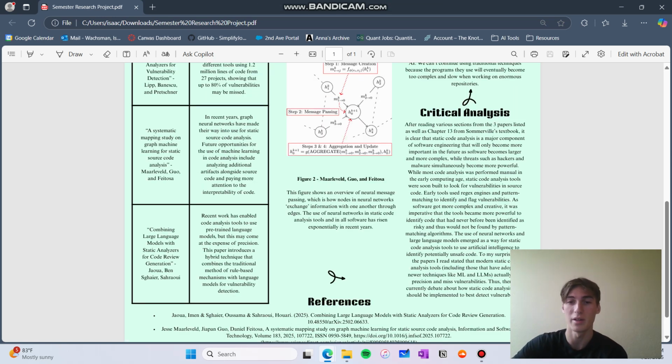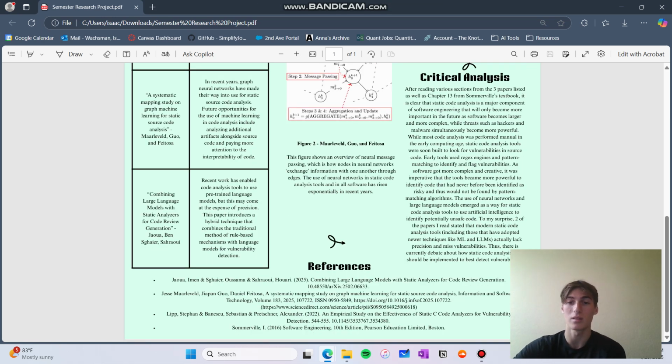From reading these various sources, it became clear that static code analysis is a major component of software engineering that is going to become even more important in the future because software will become larger and more complex, and the threats to our software, like hacking and malware, will also become more powerful.